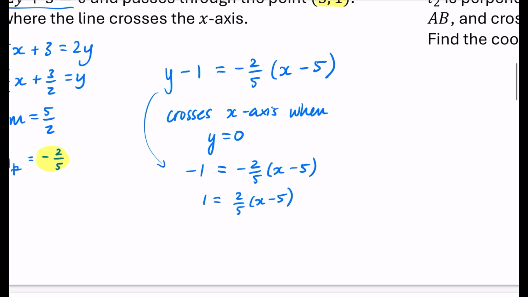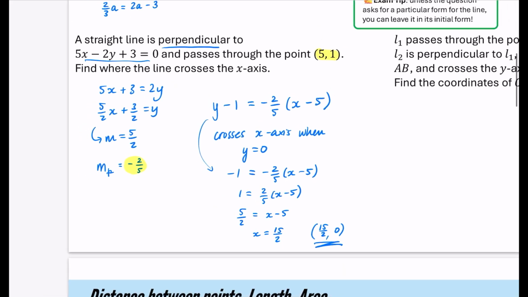I'm then going to multiply by the 5 and divide by the 2. So when I multiply by the 5 and divide by the 2, I get left with 5 over 2 is equal to x minus 5. So my last thing that we've got here is to add 5 over 2 and 5 together. So that would be 15 over 2. So it crosses the x-axis at 15 over 2. If we wanted that as a coordinate, we could write it as (15 over 2, 0).